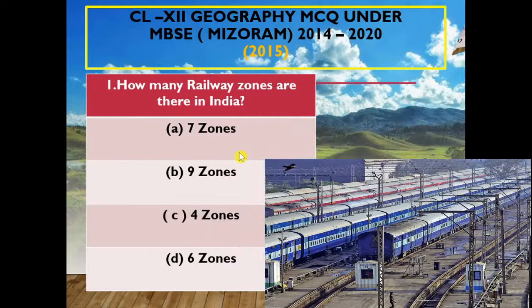How many railway zones are there in India? 2015. A. 7, B. 9, C. 4, D. 6. 9 zones, B.